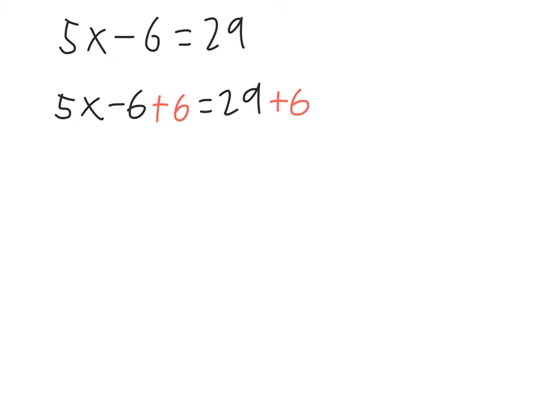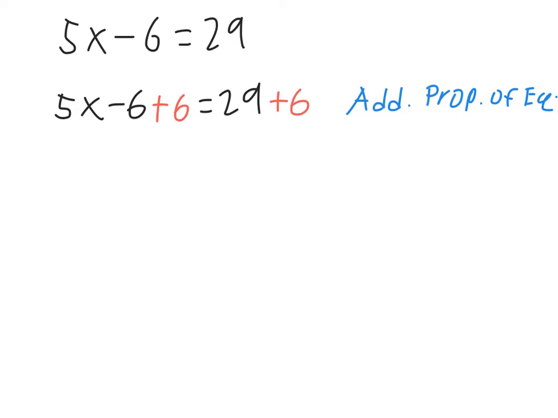Now, what property did we just use to do that? If you said the addition property of equality, you are correct. So we used, and I'll use abbreviations, the addition property of equality. We use the addition property of equality here because that says if you add the same number to both sides of the equation, then those two are still equal.